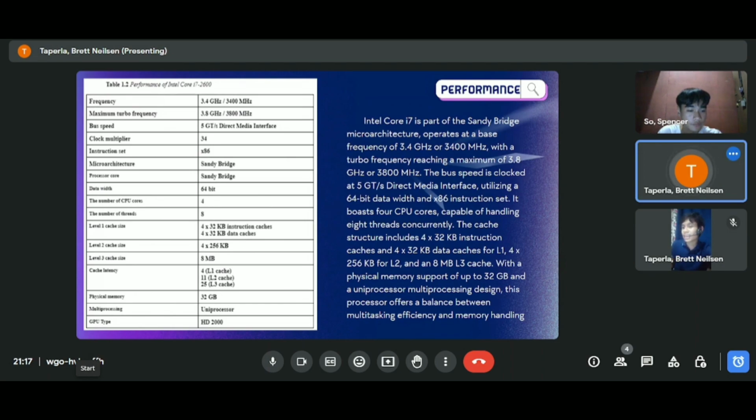So the cache structure includes 4 by 32 kilobytes of instruction cache and 4 by 32 kilobytes of data cache for L1, 4 by 256 kilobytes for L2, as well as 8 MB for L3 cache. The physical memory support is up to 32 gigabytes with a uniprocessor multiprocessing design. So this processor offers a balance between multitasking efficiency and memory handling, as I mentioned, from gaming to professional work.